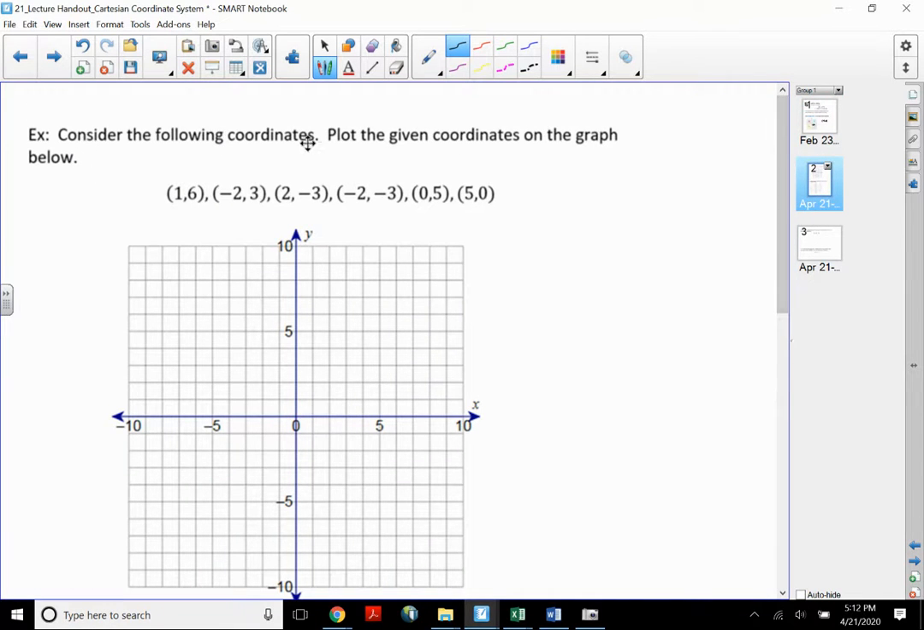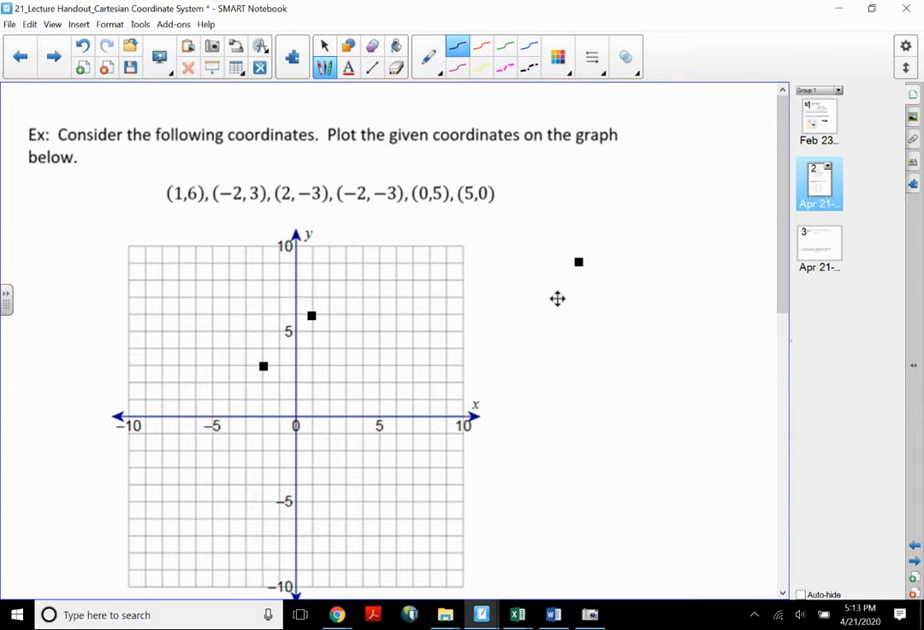Consider the following coordinates. Plot the given coordinates on the graph. So 1, 6. I'm going to start my point at the origin. 1, 6 tells me go to the right 1, then up 6. So that would be right there. Negative 2 comma 3 would be to the left 2, up 3. All of these are on a 1 unit scale.